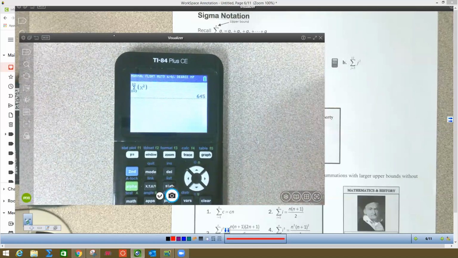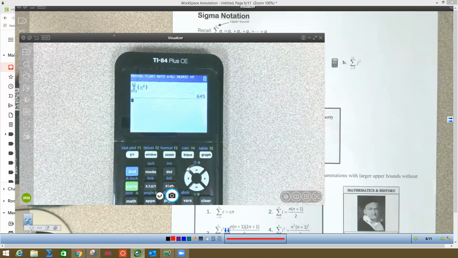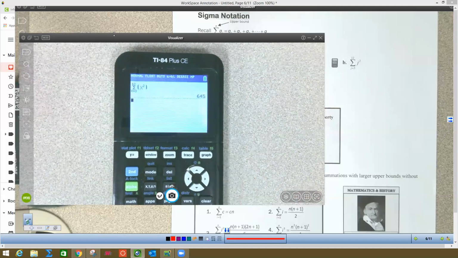So if I took over here to the right and put 3 squared plus 4 squared plus 5 squared all the way up to 12 squared and added all those together, I would get 645. But I hope you see using your calculator would be way, way faster, and we're going to use that calculator to check some stuff later on.